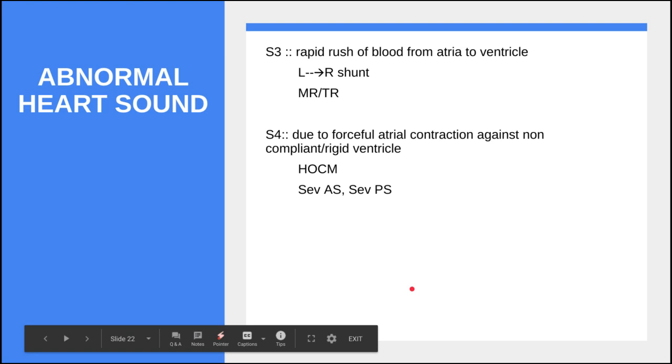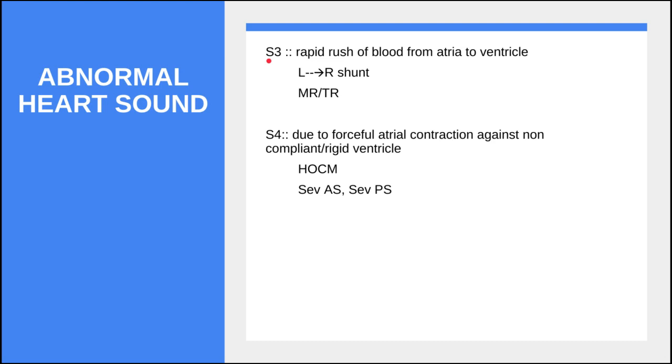Then abnormal heart sounds. The third heart sound or S3 is produced due to rapid rush of blood from atria to ventricle, like in left to right shunt or mitral regurgitation or tricuspid regurgitation. And S4 is generated due to forceful atrial contraction against a non-compliant or rigid ventricle, like in hypertrophic obstructive cardiomyopathy and in severe aortic stenosis and severe pulmonary stenosis.